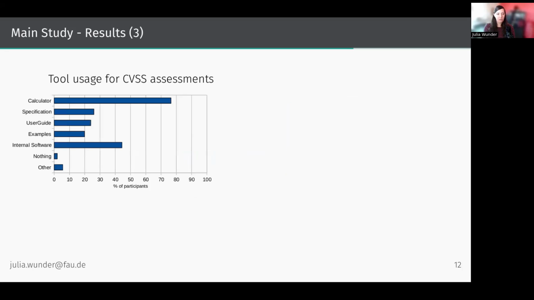Then we also asked the participants about the tool usage for CVSS assessment, and most of the participants used the CVSS calculator. Only a few use these official documents. These are the specification, user guide, and examples document. And some participants also use internal software.